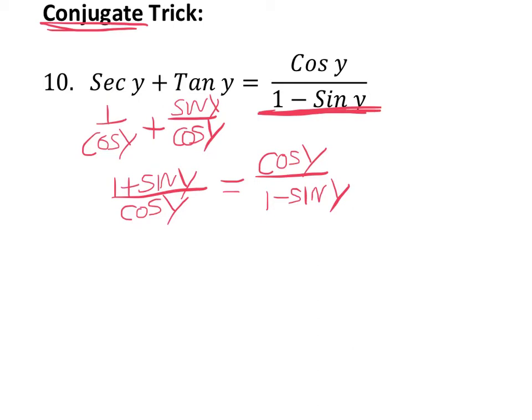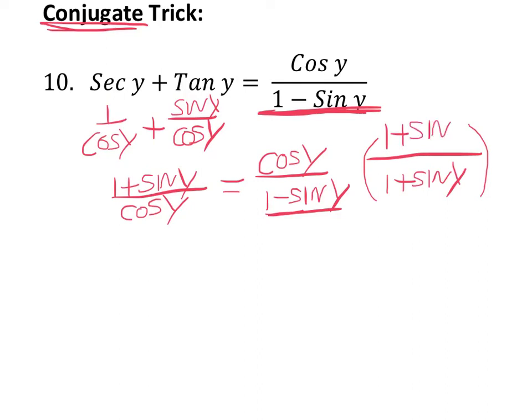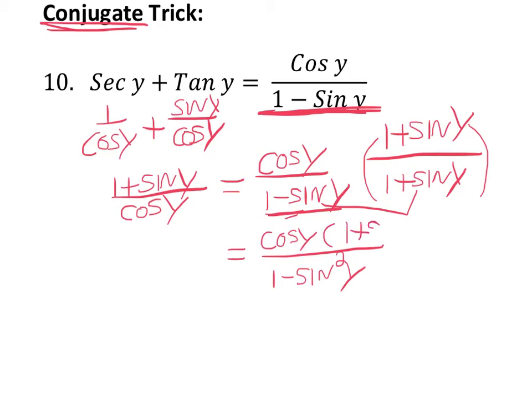So the only thing to do is take the fraction on the right side and multiply by the conjugate of the bottom. So it's going to be 1 plus sine of y, and the same for the top, 1 plus sine of y. Now when we FOIL out this bottom, that gives us 1 minus sine squared of y, which is a Pythagorean identity. And the top, I'm just going to leave as cosine of y times this 1 plus sine of y. So I'm just working with the right side now.